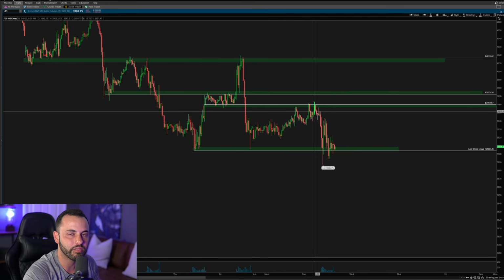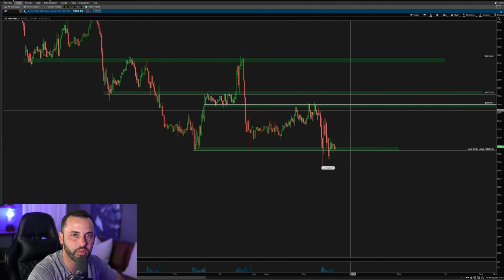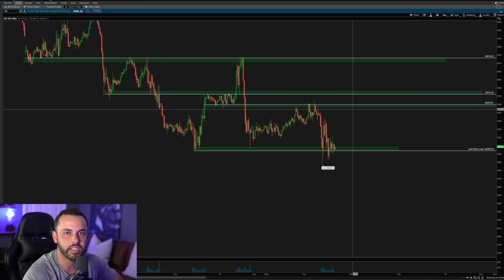So I have these levels mapped out as I come into every single day. I have these levels on my chart with a little bit of a green box because if we start to trade into them, I need to know that these are levels of importance.